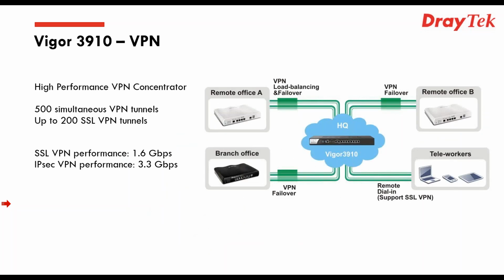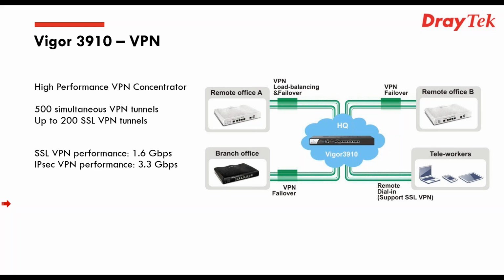So some additional features of the Vigor 3910, we have the VPN functionality. So mentioned earlier that this is a high performance VPN concentrator. Total there of 500 simultaneous VPN tunnels that can be used. Out of those, we can also have 200 SSL VPN tunnels supported as well. We've got listed there the actual high throughput available across those VPN tunnels, so offering great performance there.